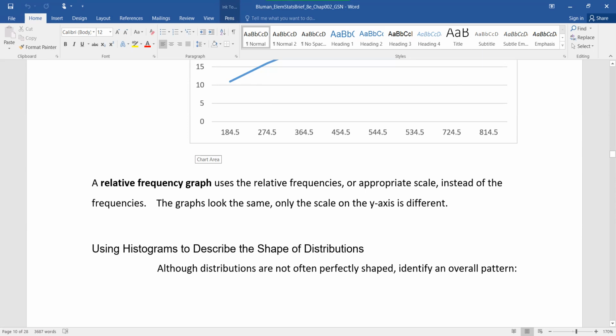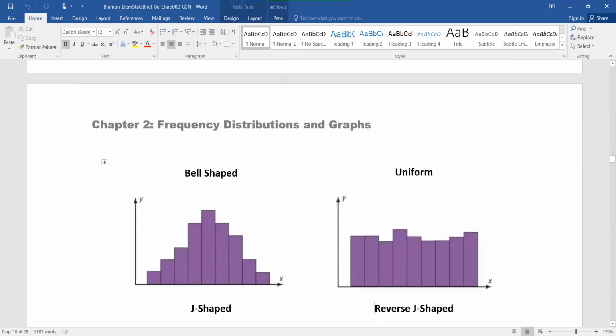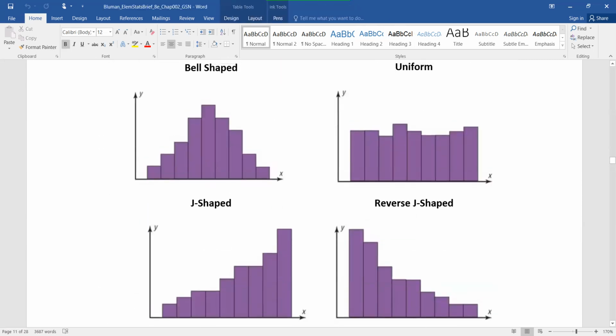All right. So then using histograms to describe the shape of distributions, although distributions are not often perfectly shaped, identify an overall pattern. So each thing we look at always has some type of pattern. So let's look at these. We have our first one, which is a bell shape. Can you give me any reason why I would call this a bell shape? It looks like a bell.